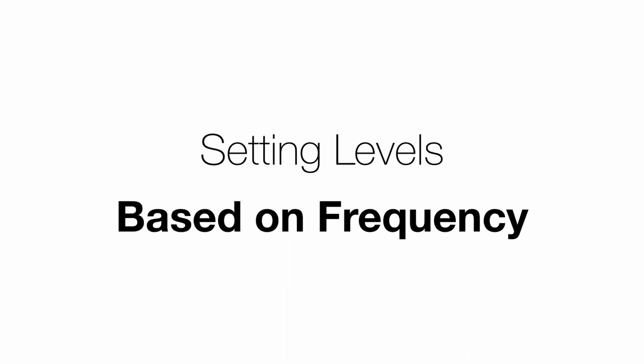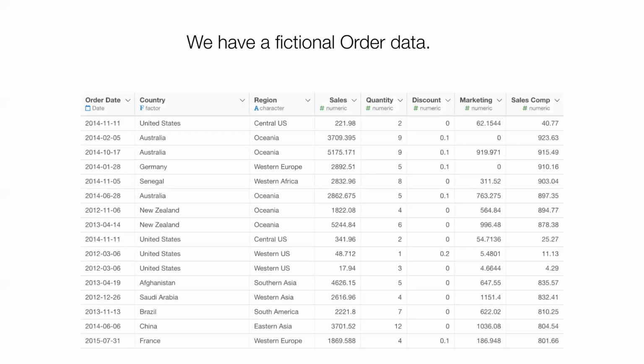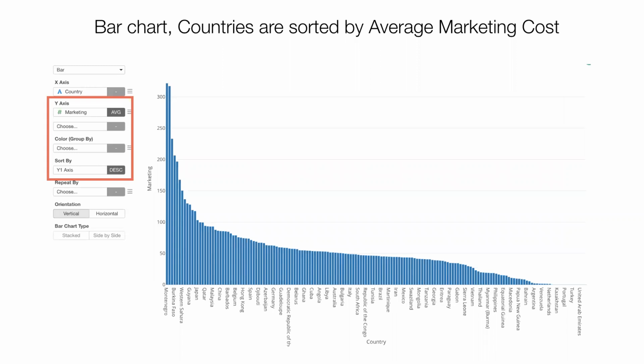But sometimes you want to set the levels based on summarized values from the data. The first one is the frequency. I'm going to quickly show this one first. Here we have order data or sales data, and let's say we have a bar chart. Again, we can sort these countries. Each bar represents the average marketing cost for each country, right? And we can sort these countries by the average marketing cost, so from the highest bar to the lowest bar.